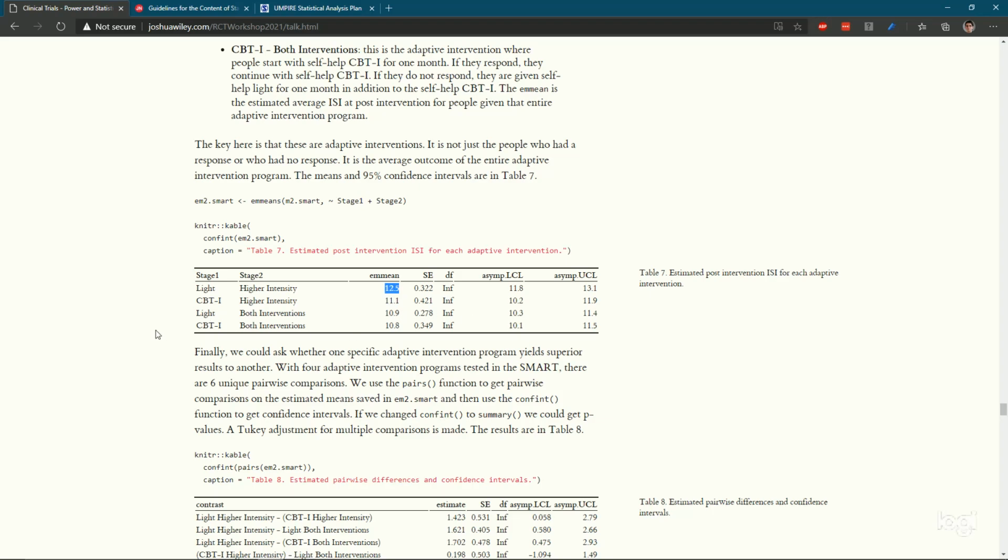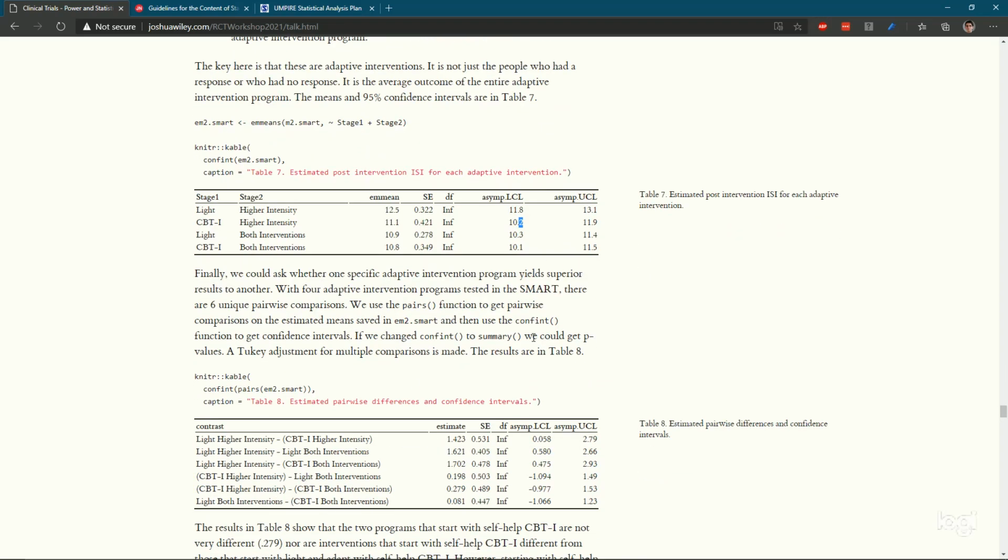The very lowest is people who started with CBTI, and if they did not respond to that, they subsequently got light, who have an estimated mean of 10.8, although it's very close to people who started with light, and if they didn't respond to that, they got self-help CBTI, who have an estimated mean of 10.9. 95% confidence intervals shown over here, lower confidence limit, upper confidence limit.